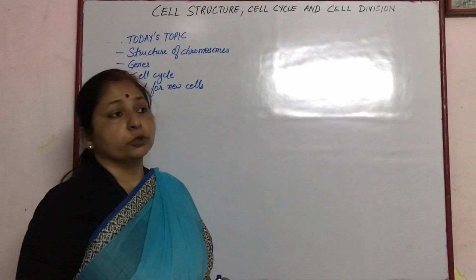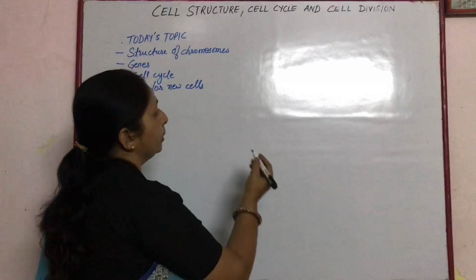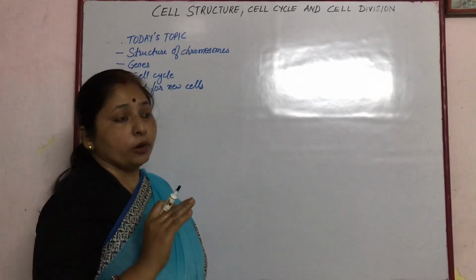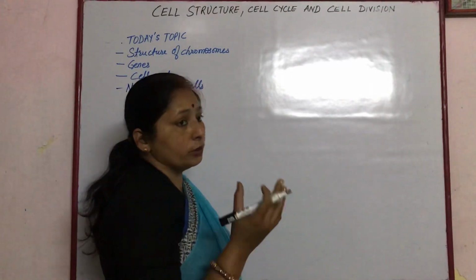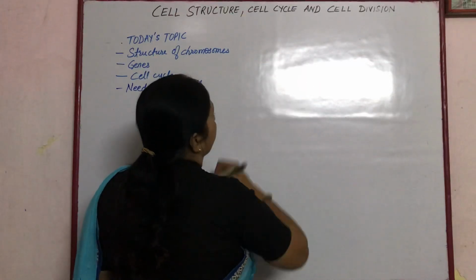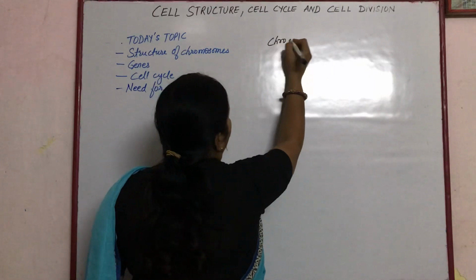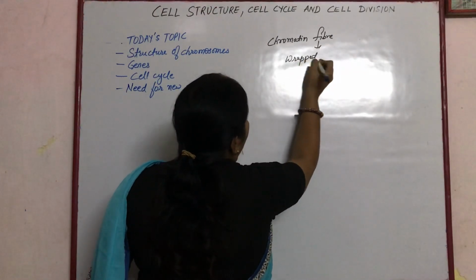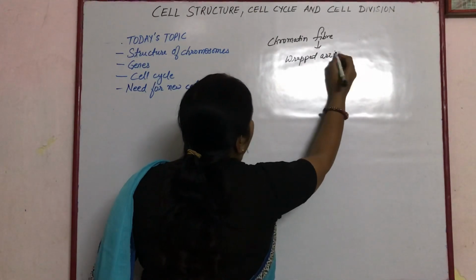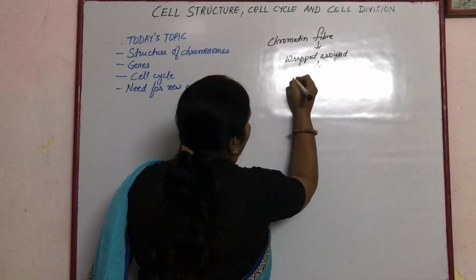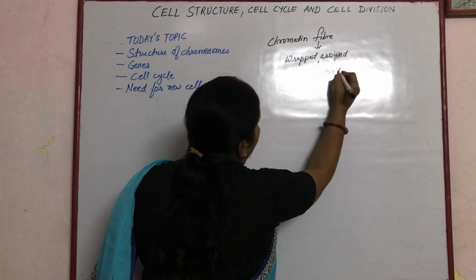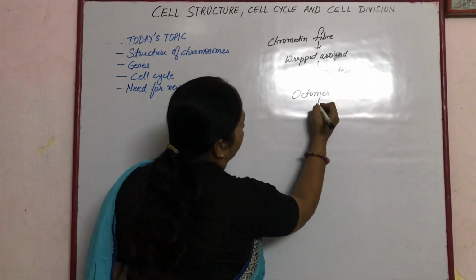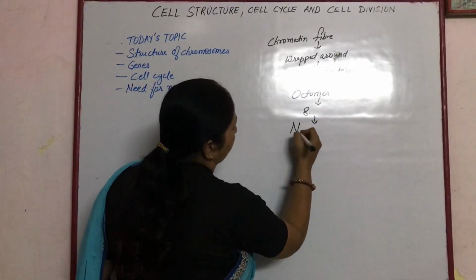As you all know, chromosomes are made up of chromatin material, and chromatin is a thin thread-like substance. These thin thread-like substances are wrapped around histone proteins to form an octamer. An octamer is a group of 8 histone proteins, and this group of 8 forms a nucleosome.